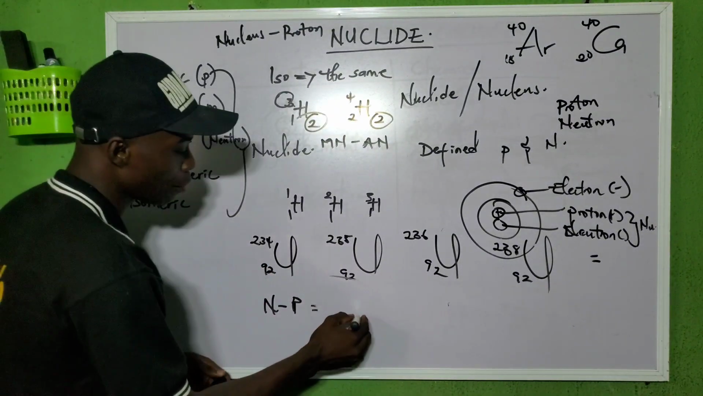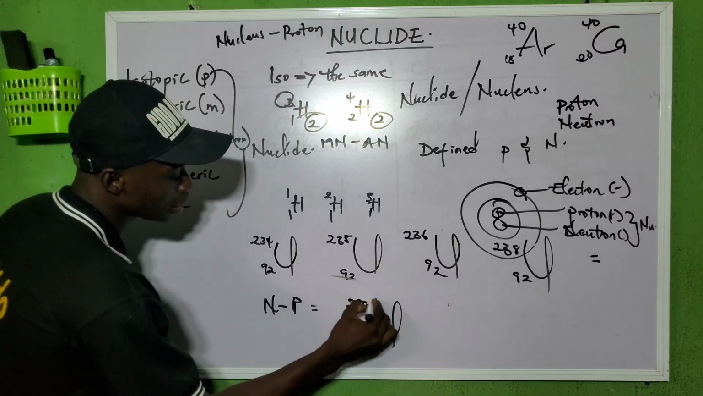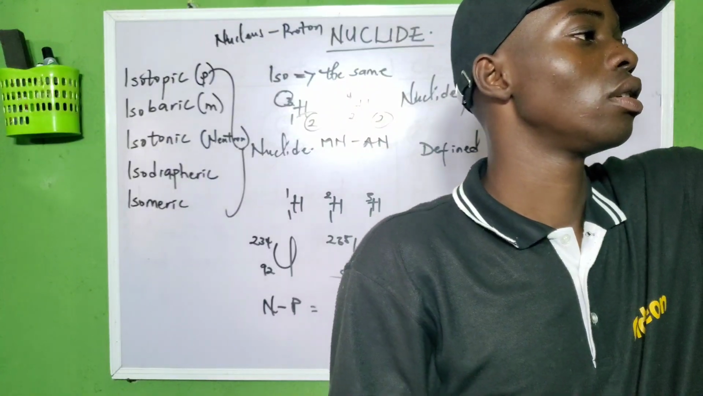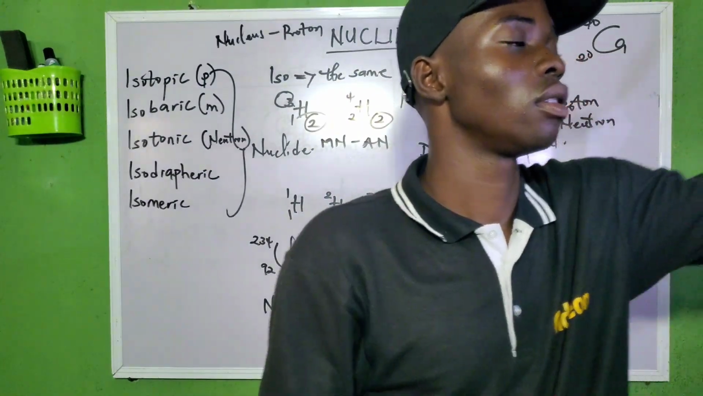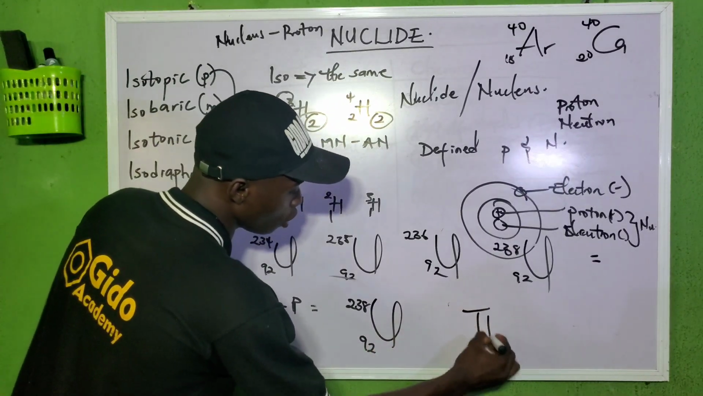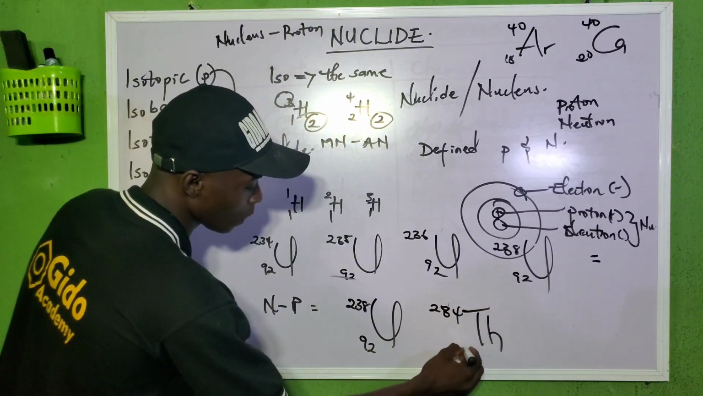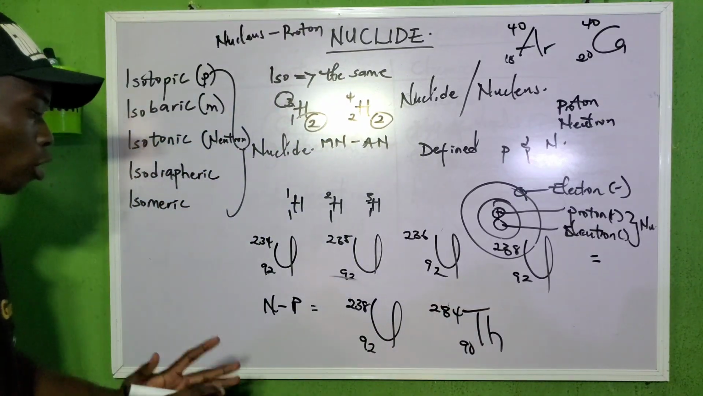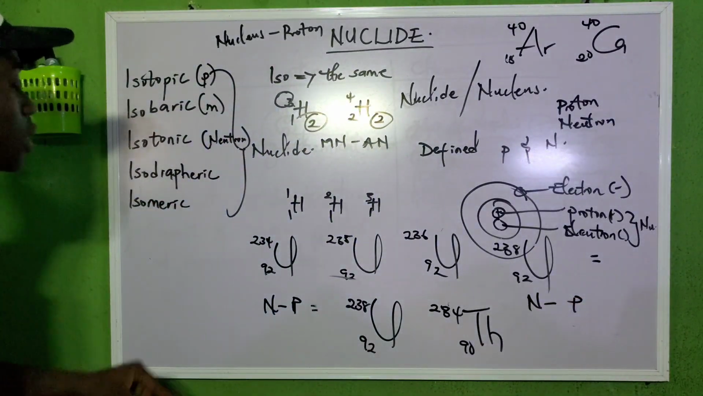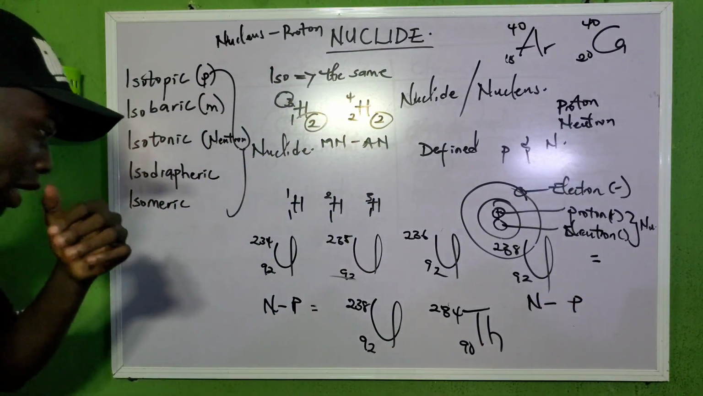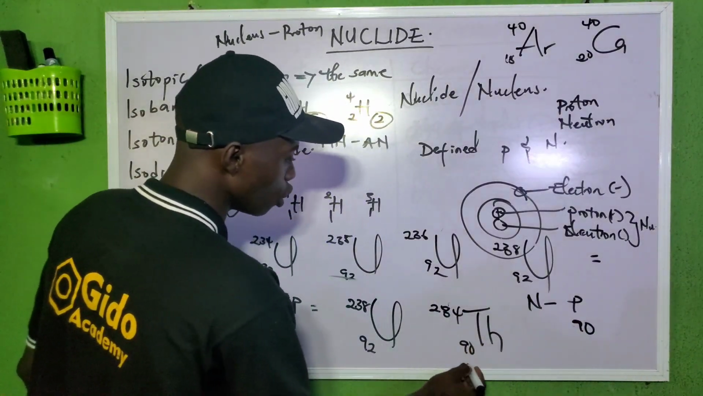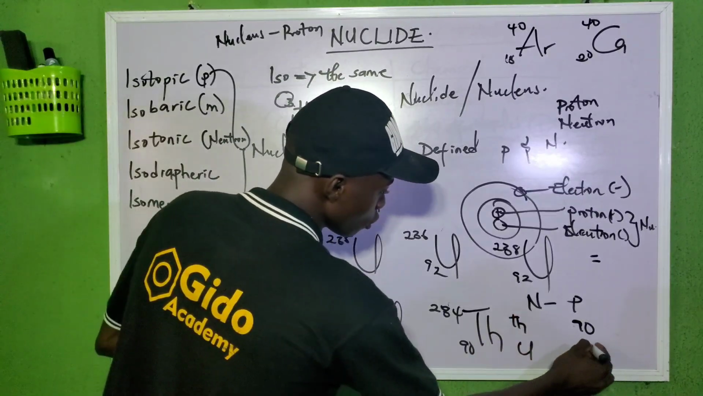Isodiaphers. For example, we have uranium 238, here is 92, and we have thorium 234, and here is what? 90. So the first thing that will come to your mind is, what is our proton? The formula is neutron minus proton for us to know if it is truly an isodiapher. So what is our proton number here? Our proton number for thorium is 90, while for uranium it is 92.